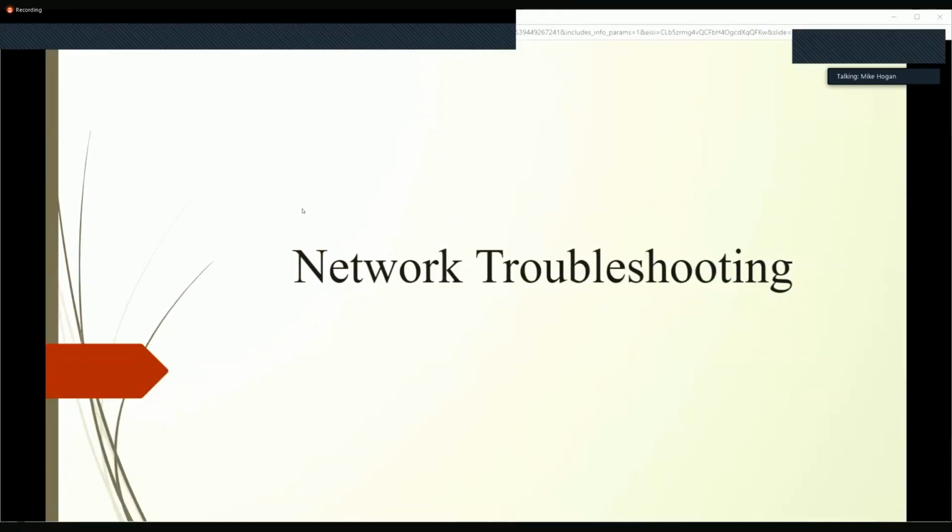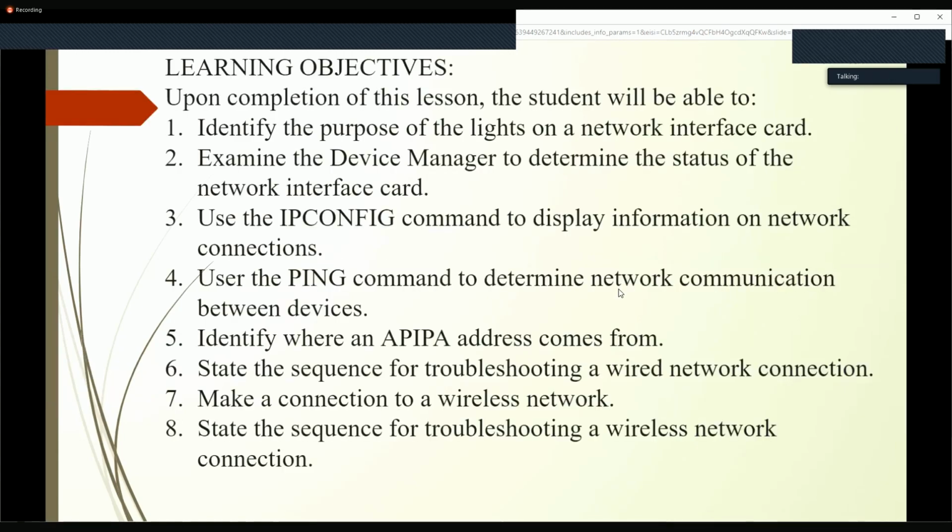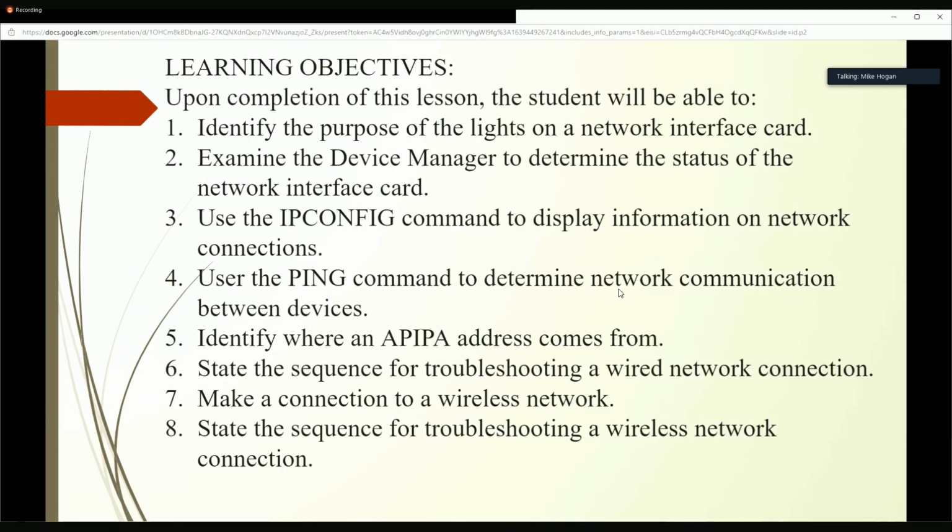Okay, let's take a look at network troubleshooting. I think some of this he kind of went over a little bit in that video, and so we'll take a look at it. And then you can also do a lot of this on your own machine as well.